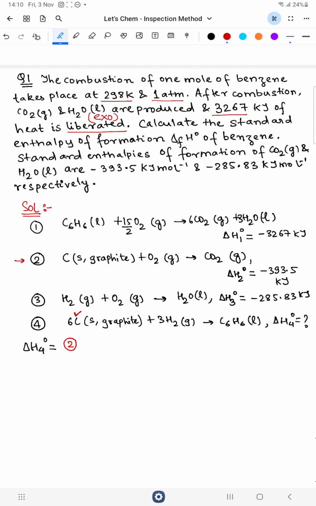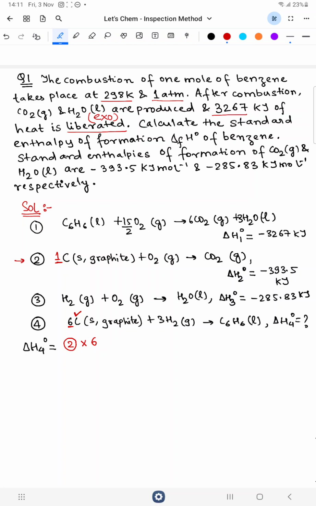How many moles of carbon do you need? 6. How many moles of carbon are there? 1. So how to make it 6 moles here? You have to multiply it with 6. Understood? Second thing you have to check is you need carbon in the fourth reaction on the reactant side, and carbon in the second reaction is also on the reactant side.